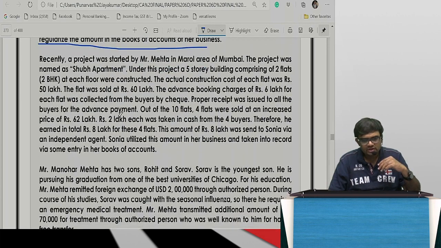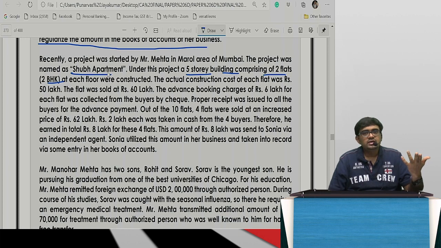Recently, a project was started by Mr. Mehta in the Marol area of Mumbai. The project was named Shubh Apartment. Under the project, a 5-story building comprising 2 flats on each floor. 5 stories of 2 flats, 5 into 2, 10. RERA is applicable for 8 and above, right? More than 8. So with 10, RERA will be applicable.